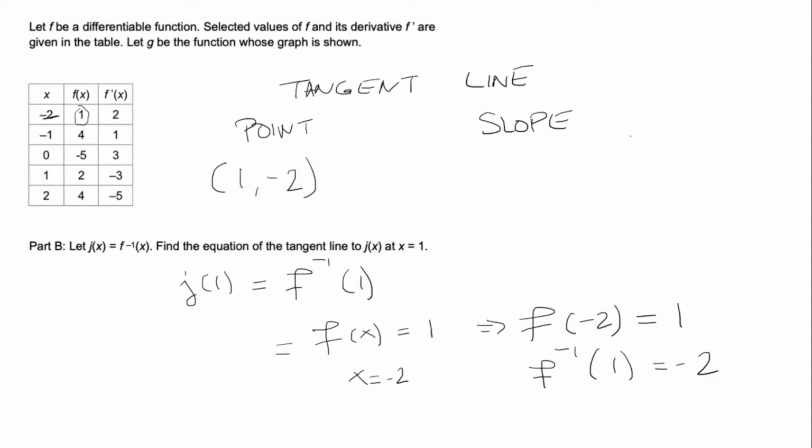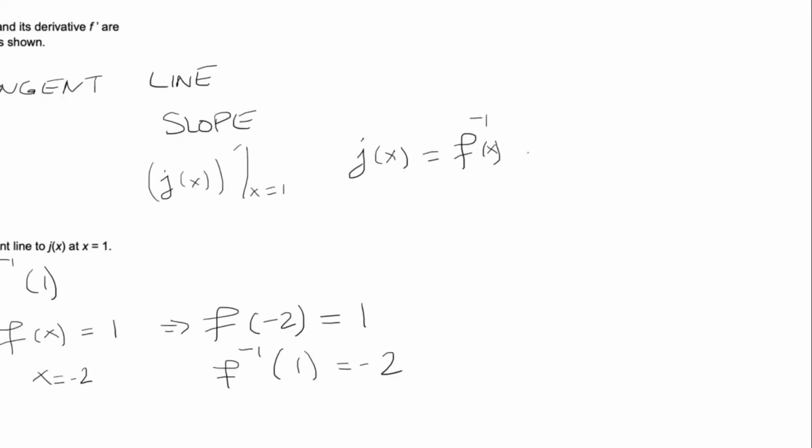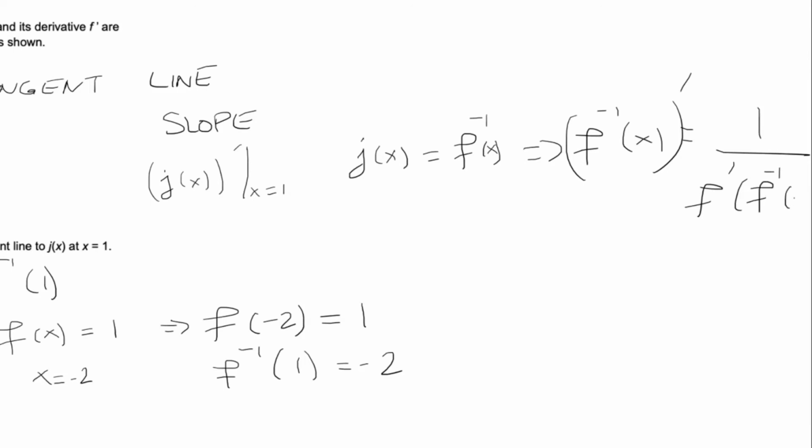For the slope, that's just going to be the derivative at x equals 1. So we're going to take the derivative of g and evaluate it at x equals 1. So g, we said, is just the inverse of f. And now we just need to take the derivative of an inverse function, which is just 1 over f prime of f inverse of x.